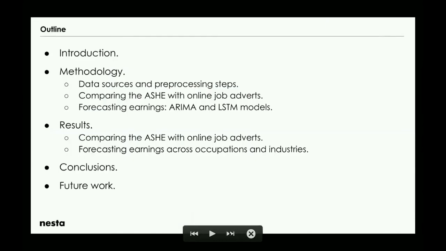So the rest of the talk is going to be organized around these sections. I'm going to introduce the motivations, the data sources, and the forecasting models we used, and then I will specifically focus on two sets of results. One is, how do the earnings from official statistics compare with the salaries in job adverts, and two, how much variability is there when we forecast earnings across occupations and industries.